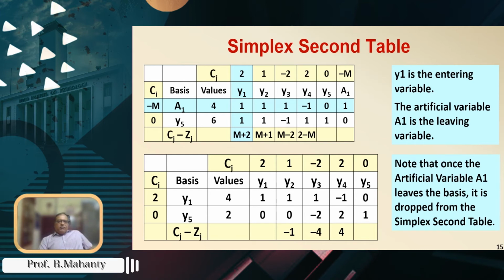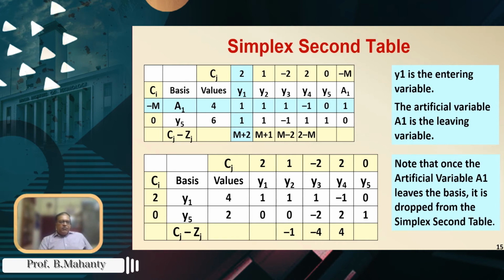Now the Cj minus Zj values are also obtained. Because this is 2, 1 minus 2, so minus 1. And here you can see that should be 1 minus 2 minus of minus 2. So sorry, minus 2 minus 2. So minus 4. And this one 2 minus of minus 2, so plus 4. All right, so this is a maximization problem. So y4 is going to then come into the basis because that has got the maximum Cj minus Zj.